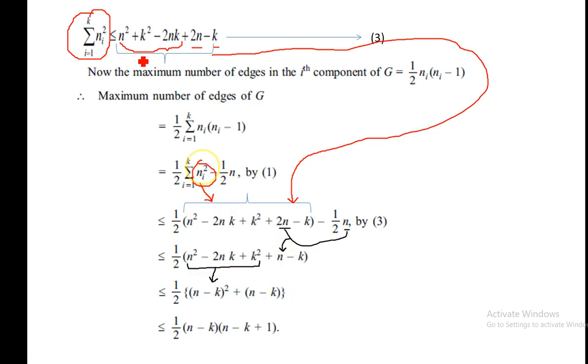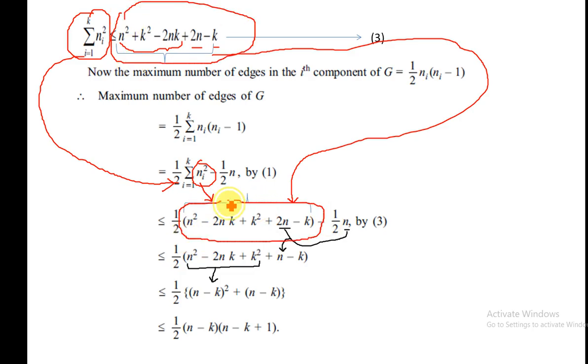What is the value of N_i square? Check here, I substitute here. Instead of N_i square, what am I going to write? I substitute this value: N square minus 2NK plus K square. That is equation 3. Consider equation 3, minus K, minus 1 by 2N. That's all. The same term is written here, because it is the maximum number of edges we are going to find out.